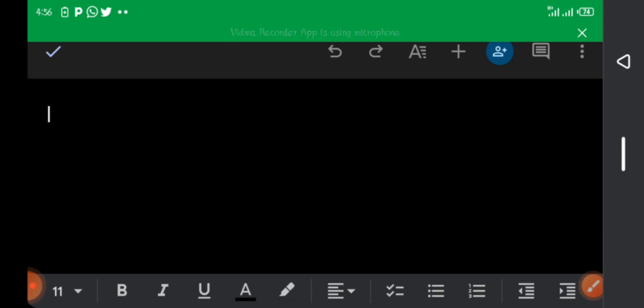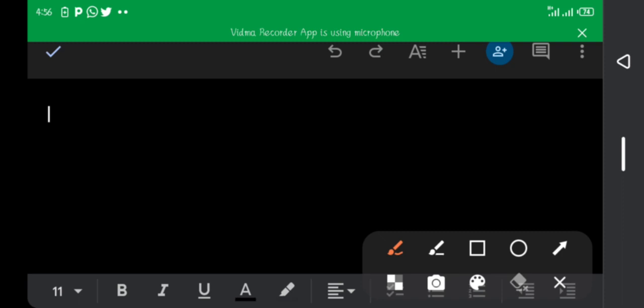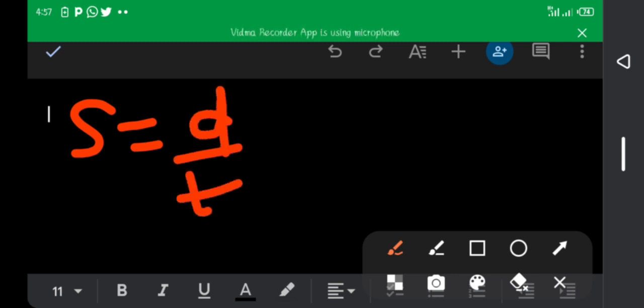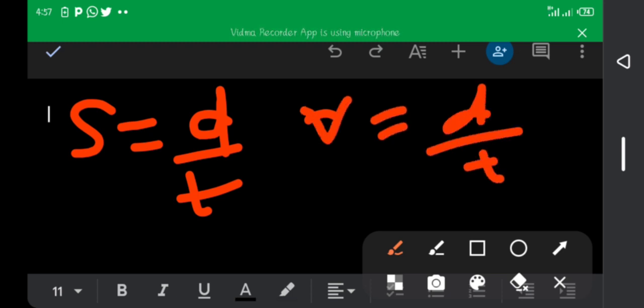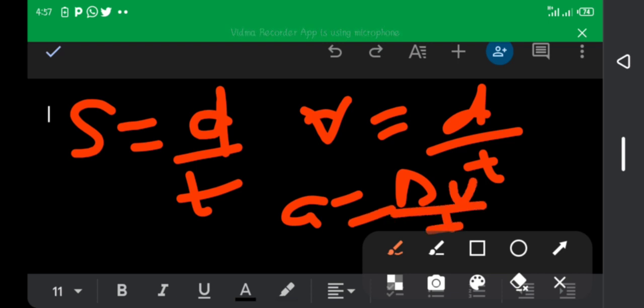Since you already understand some of the formulas, you know that to calculate your speed, your speed is distance over time. Your velocity is displacement over time. The acceleration is the change in velocity over time. Now you can obviously change the subject of the formula of all these.